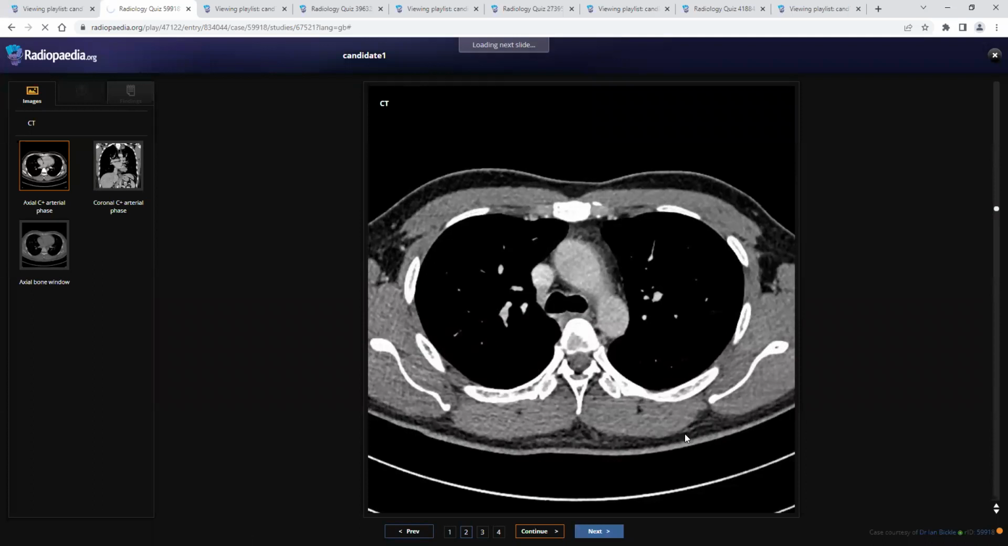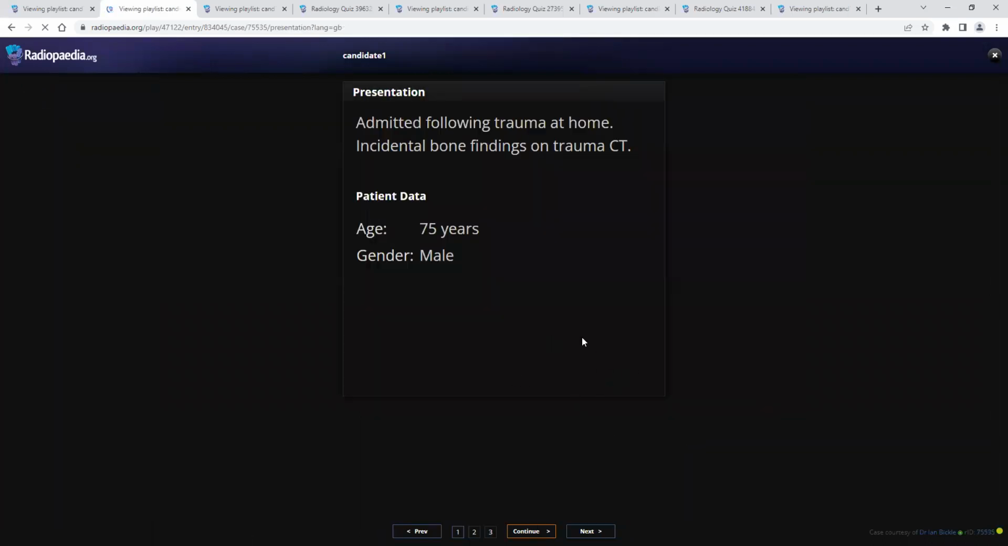Okay, I will inform the referring physician about that, and I think they may arrange for biopsy. Yeah, your next case, admitted following trauma at home.